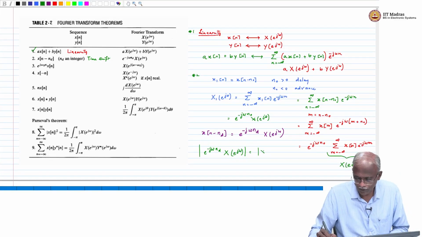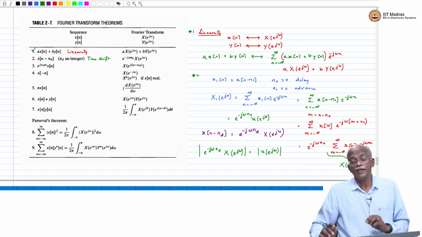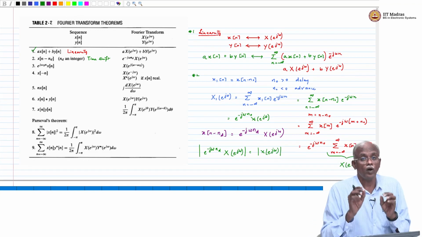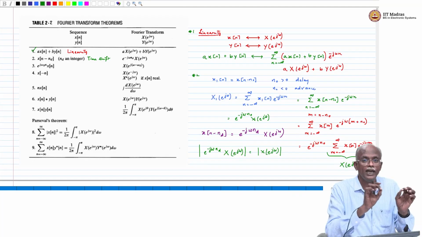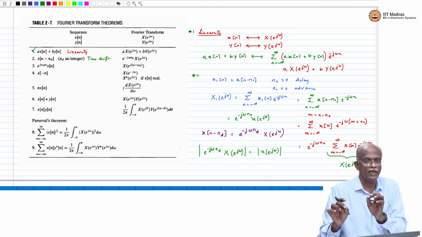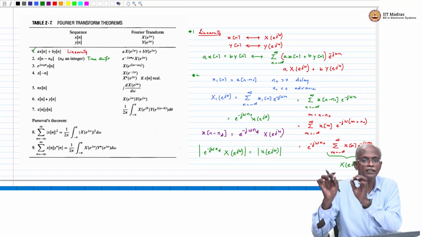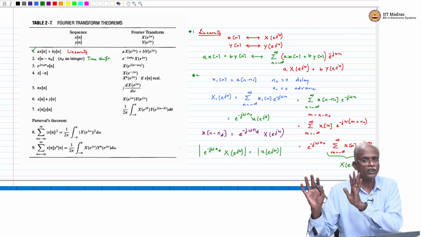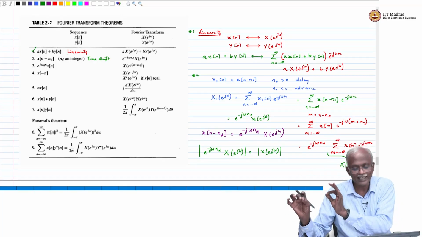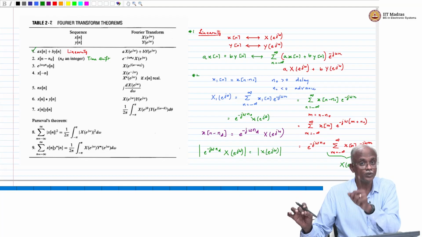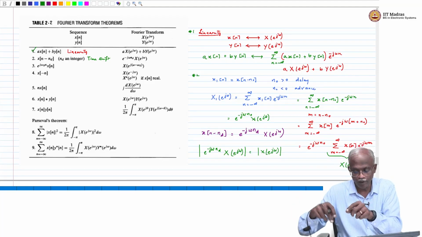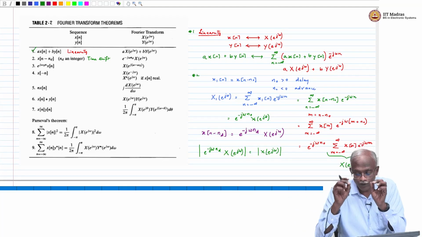So, this is equal to X(e^{jω}). Now, this is a very useful result. What it says is, if you delay a signal in time, it will not affect the magnitude response. The magnitude response will be exactly the same. Will it affect the phase response? Yes, it will affect, because you have e^{-jωn_d}, but it will not affect the magnitude.